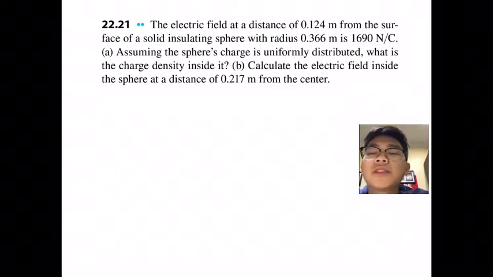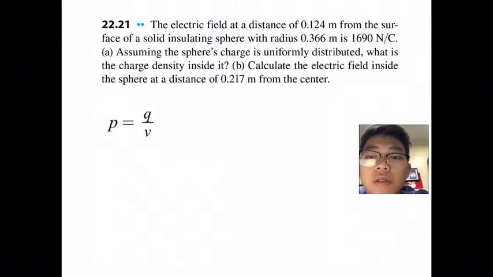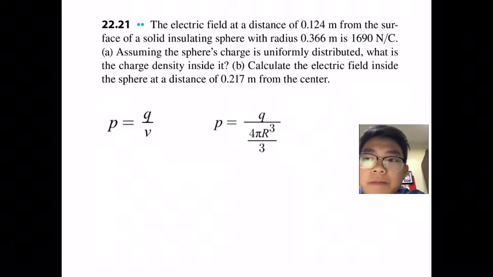So first, we may solve for the density of the sphere. We'll use the formula for density, which is P is equal to Q over V, with P representing density, Q representing the charge, and V representing the volume of the sphere. We know that the volume of the sphere is equal to 4 pi r cubed over 3, with r representing the radius of the sphere.